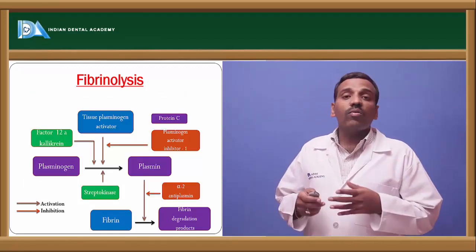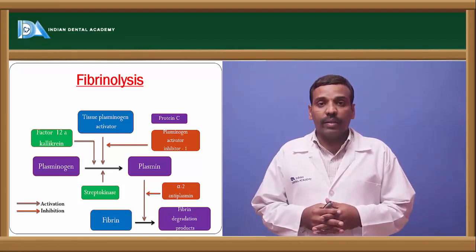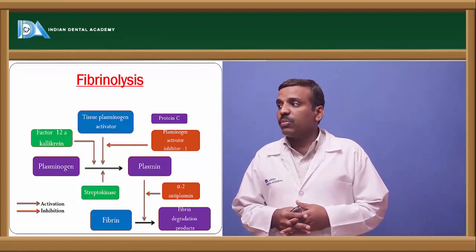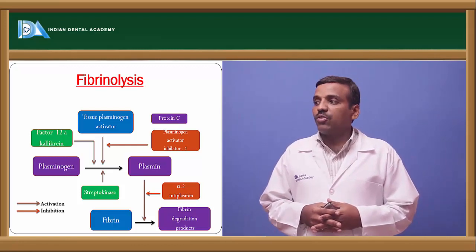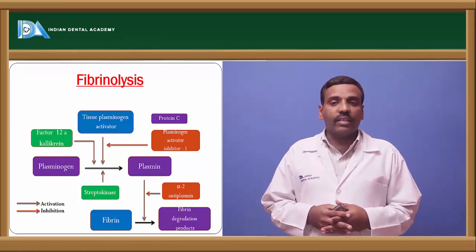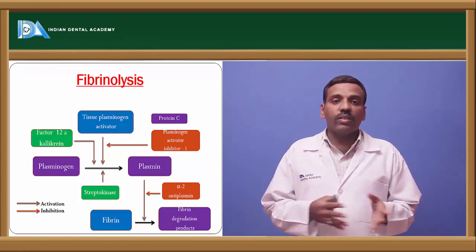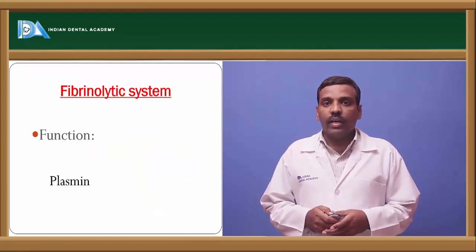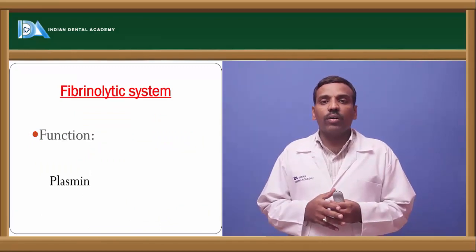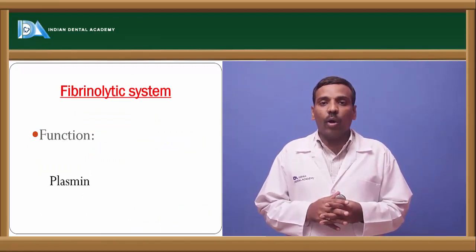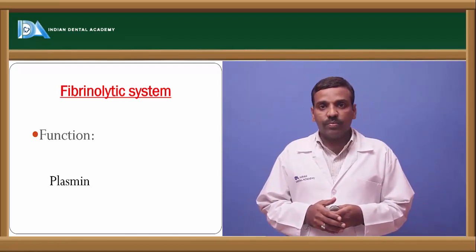And next one, fibrinolysis. Fibrinolysis means the destruction of the fibrin clot. This is by the tissue plasminogen activator and the plasmin, and next one is factor 12A kallikrein. By all these, the fibrin degrades. After complete formation of the clot, when the tissue comes back to normal, the fibrinolytic system gets activated by the plasmin.